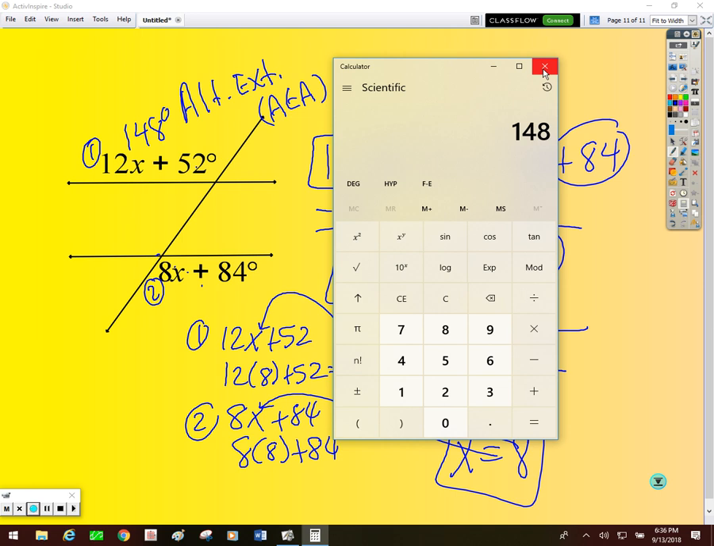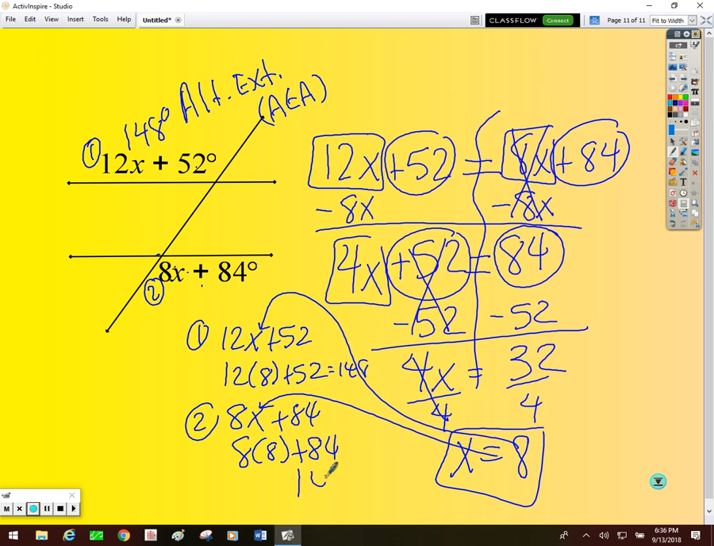Man, we rocked this one out, didn't we? Okay, so this one's 148, that one's 148. So we have proved their congruency. We have proved it because these two angles are congruent. So we have proved our alternate exterior angles are congruent up there.